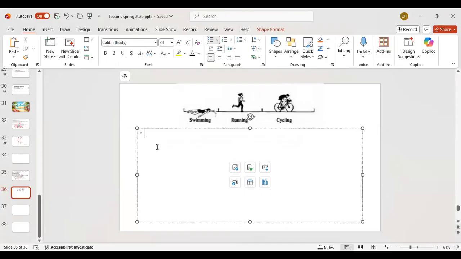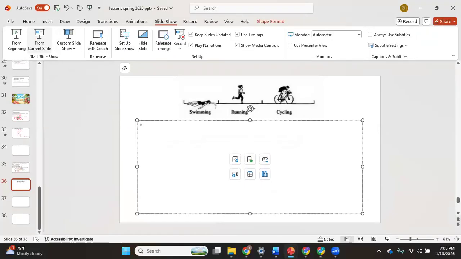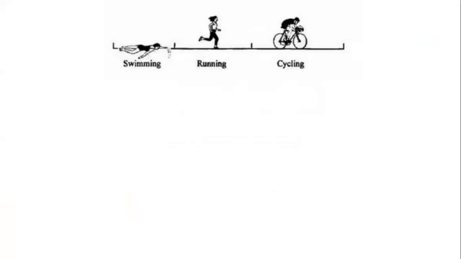But we have 3 activities being demonstrated. What are the 3 activities that are being demonstrated on this? Swimming, running, and cycling. Very good. Now, what do we call a race where you have 3 activities that you have to do? Triathlon. Who said that? Yeah, y'all are very smart. So we're looking at a triathlon.